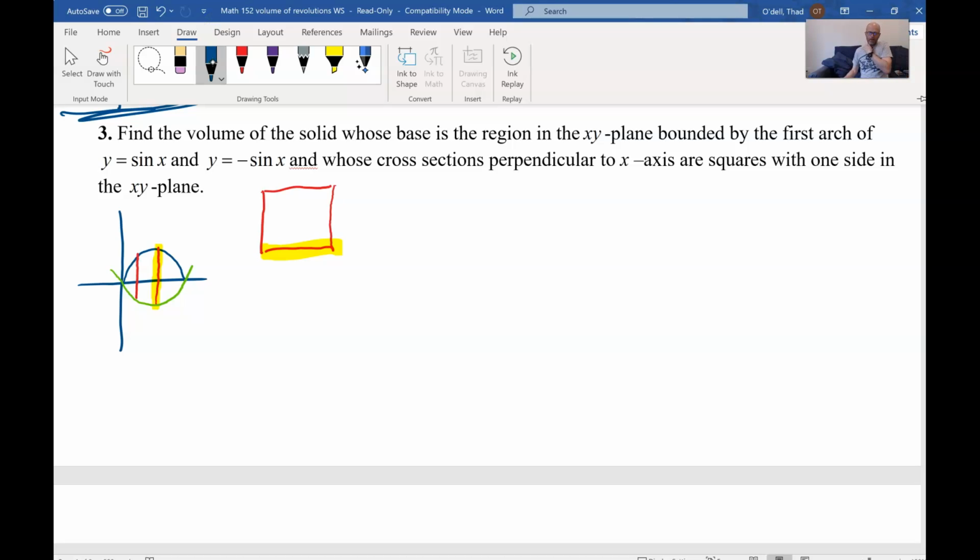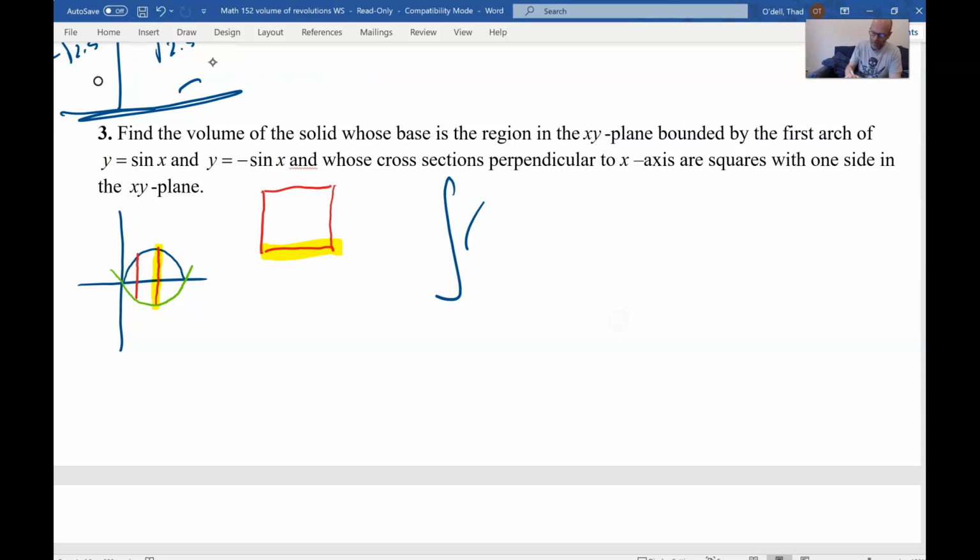formula for that square. Now we know, once again, since it's running perpendicular to the x-axis, that the little bit of thickness is going to be in the x direction, so it's going to be dx. So my integral is going to go something squared dx. Why is it something squared? Because that's the formula for the area of the square. We just got to find the length of that yellow expression.